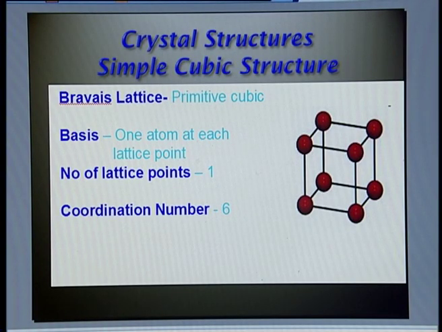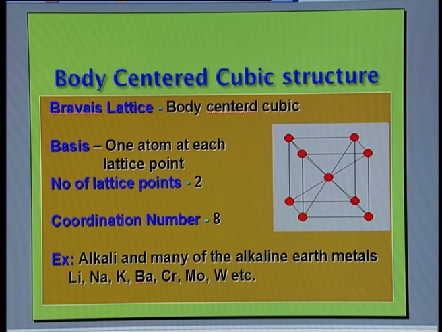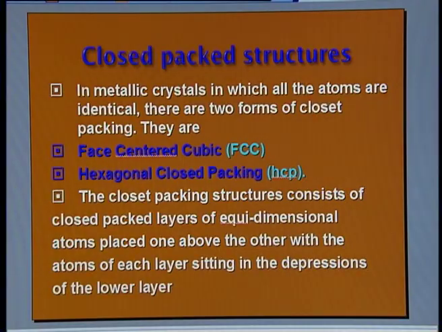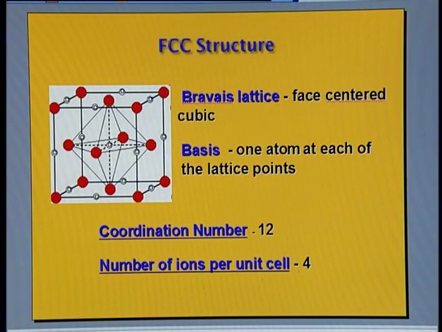This is a simple cubic crystal structure, where the Bravais lattice is primitive and the basis is one atom. Then this is the body-centered cubic crystal, in which you have atoms not only at the corners but also at the center of the body. Then you have the CsCl structure. The difference between body-centered cubic and CsCl is that in body-centered cubic all atoms are identical, whereas in CsCl you have two different types of ions. And finally, this is the FCC structure. These are some of the important cubic structures that you can have.